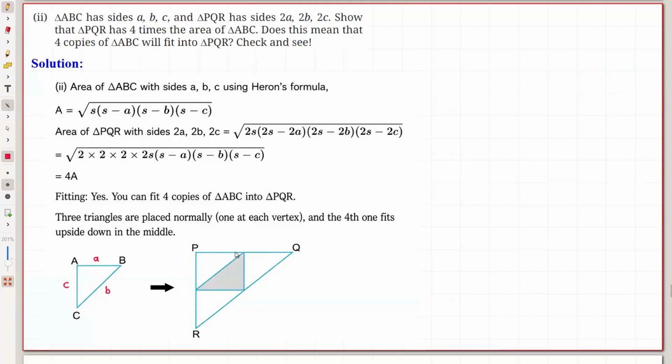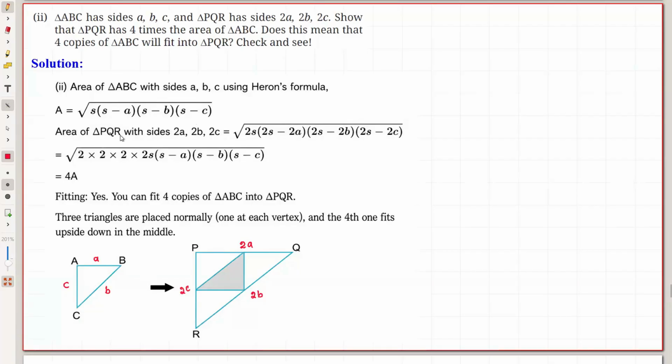Next, I'm taking triangle PQR. Now the sides will be 2A, that is A plus A, 2B, that is B plus B, and 2C. The sides are double, so we have to check whether 4 triangles can fit inside the big triangle, according to the calculation. Using the area of a triangle formula, Heron's formula: area is equal to the square root of S into S minus A, S minus B, S minus C.